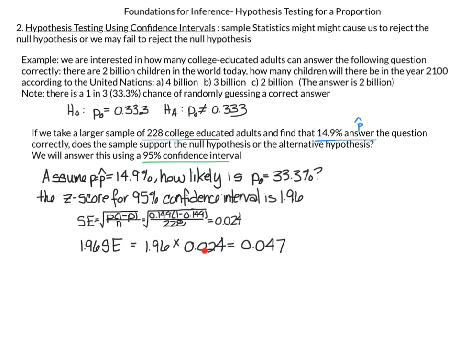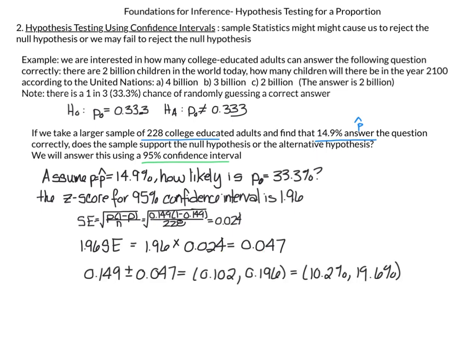1.96 times 0.024 is equal to 0.047, or 4.7%. And we're going to take our 14.9%, and plus and minus our 4.7%. So when we subtract, we get 0.102. When we add, we get 0.196. So in other words, we have 10.2% and 19.6%.